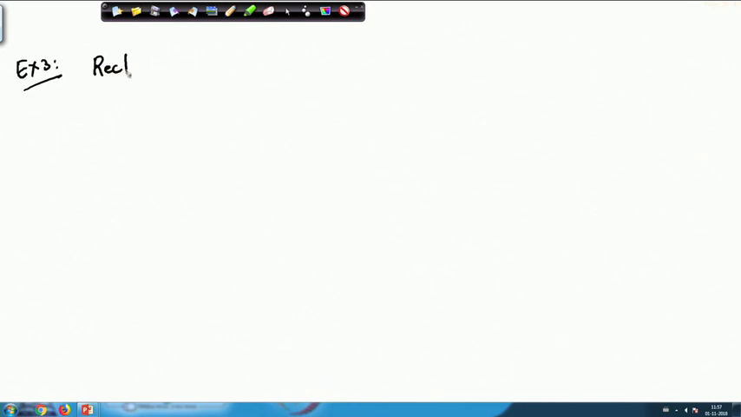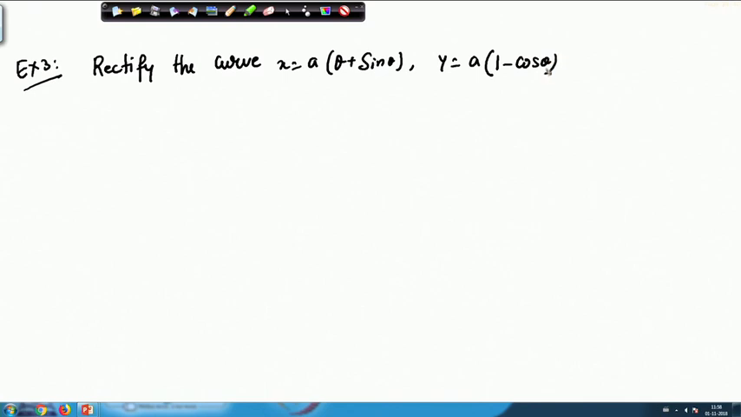So rectify or calculate the arc length, whatever. So rectify the curve x equals a(theta plus sine theta) and y equals a(1 minus cos theta). So how do we do the rectification?